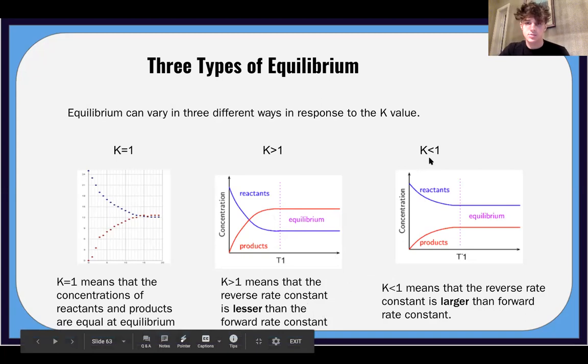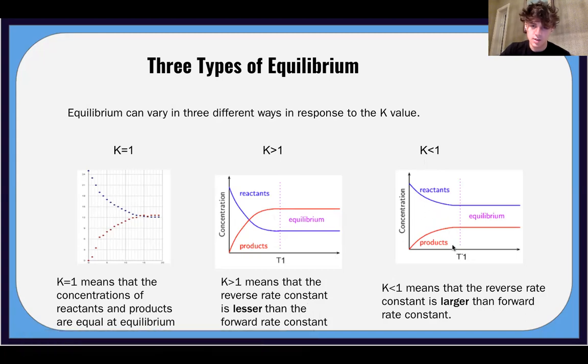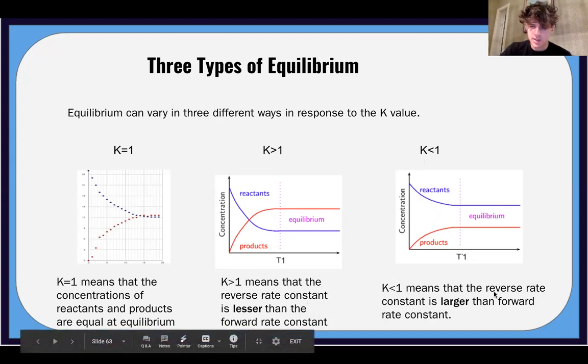When K is less than 1, the graph should look about like this, where they don't cross. And this essentially means that the reverse rate constant is larger than the forward rate constant.